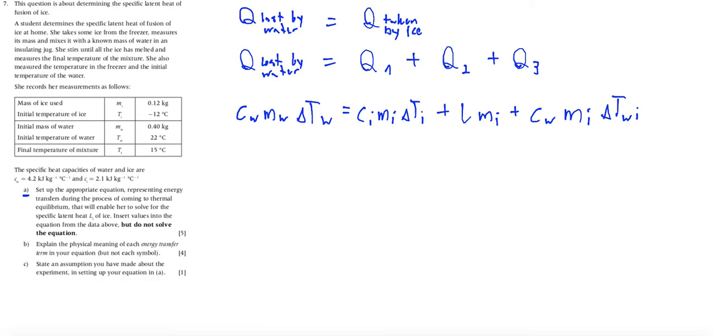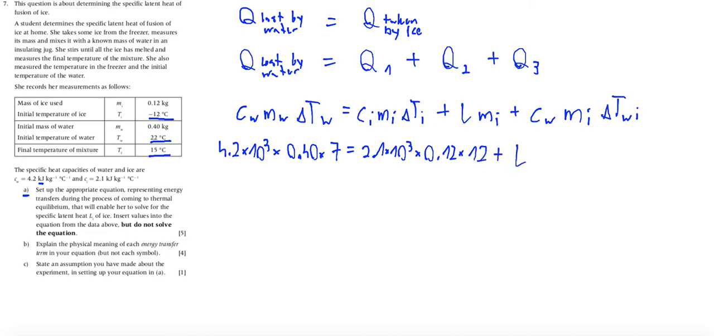And put in the data. So we have 4.2 times 10 to the power of 3, remember about this kilo, kilo represents 10 to the power of 3, times mass of water, which is initial mass of water 0.40, times change in temperature of water. Temperature of water changes from 22 to 15, so by 7, is equal to ice 2.1 times 10 to the power of 3, mass of ice 0.12 kilograms, and change in temperature of ice. Ice changes temperature from minus 12 to 0, to its melting point, so by 12.